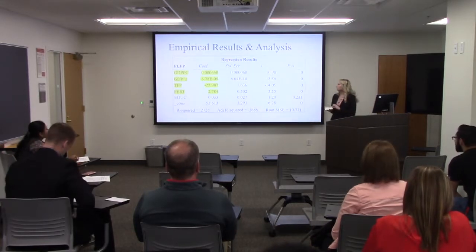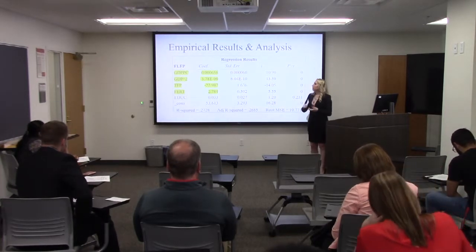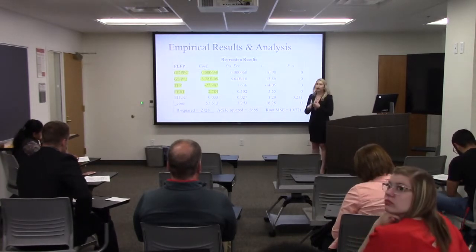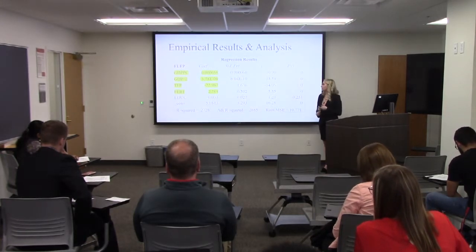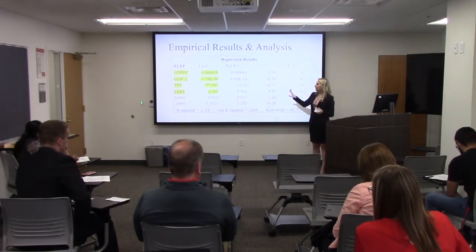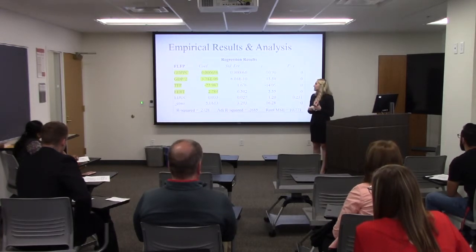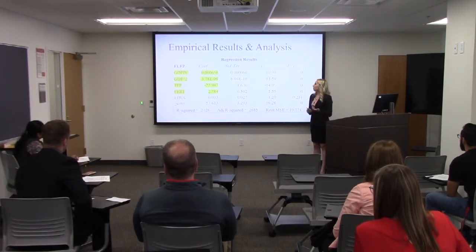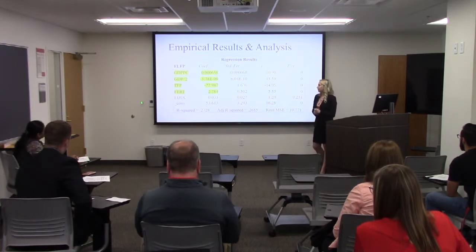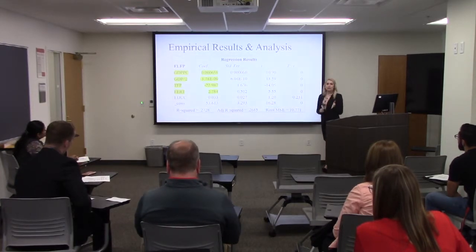So for my empirical results and analysis, I looked at 85 countries over 10 years, so 2005 to 2014. And I found that 4 of the highlighted variables are shown to be statistically significant, all at the 99% level. However, like I said, all of the coefficients for all 5 of them turned out to be the opposite of what I was expecting. So the GDP per capita and the GDP per capita squared variables, I'll get into that in just a second.